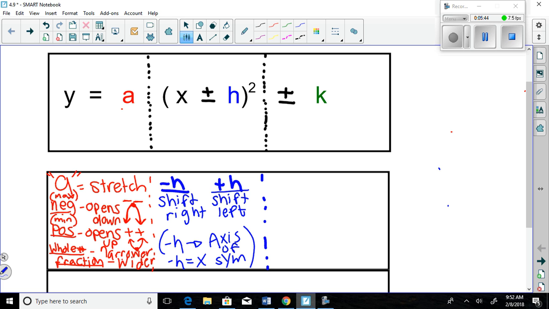Which one? Right here? Yeah. The opposite of H is the axis of symmetry. So if it said -5 right here, your axis of symmetry would be at 5. Good question. I'll put this back up in a second, but I want you to see what it looks like now.